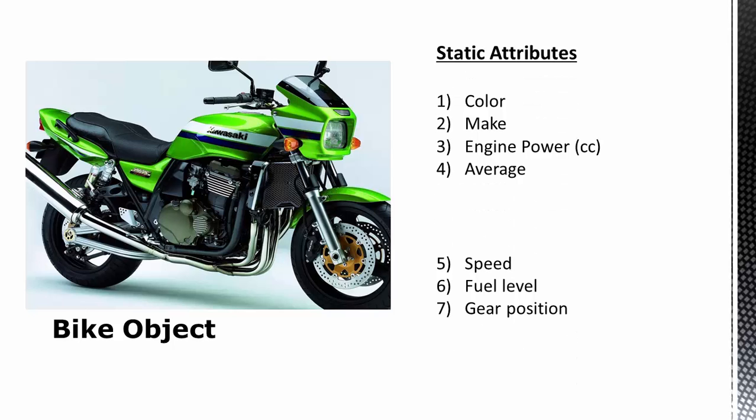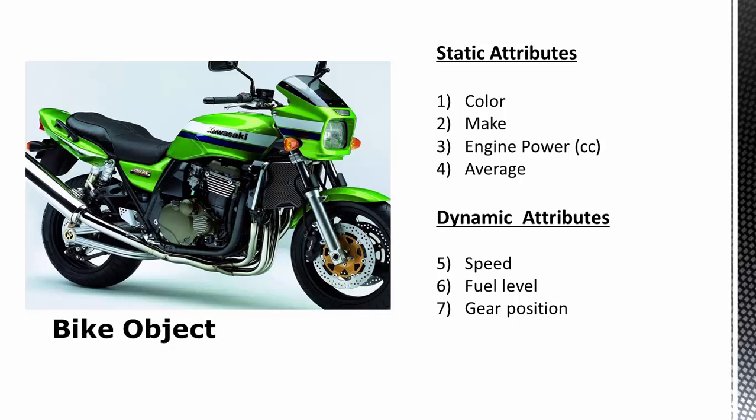These attributes are divided into static and dynamic attributes. Static are those whose value generally does not change throughout the program execution, and dynamic are those whose value does change based on the behavior of the object. For example, bike can move. Let's consider move is a behavior. If the bike performs move behavior, it automatically results in change in some attribute values such as speed, fuel level, and gear position. So the attributes whose value changes due to some behavior are dynamic attributes.